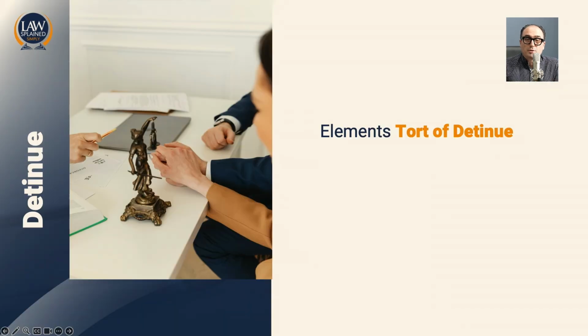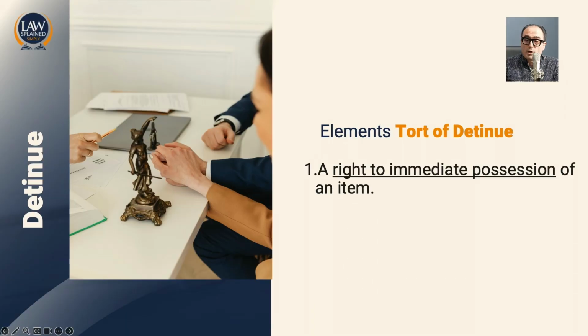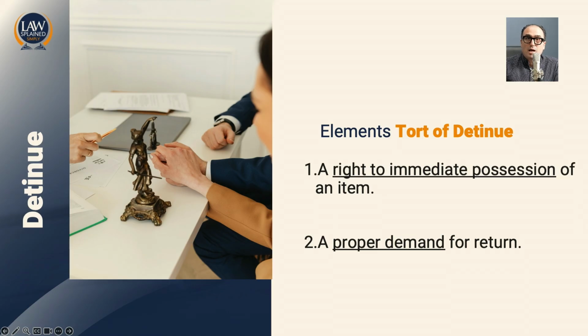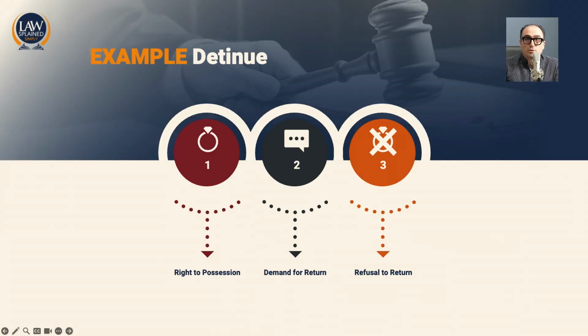Here's another potentially common and simple example. The cause of action of detinue, which is basically a fancy word for somebody took something that wasn't theirs and they're not giving it back. There are 3 elements to a cause of action of detinue. The first is right to immediate possession of an item. 2, a proper demand for the return of that item, and 3, the refusal to return. So let's go through that example.